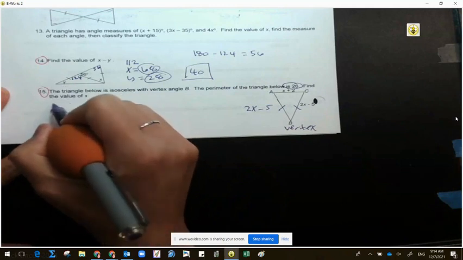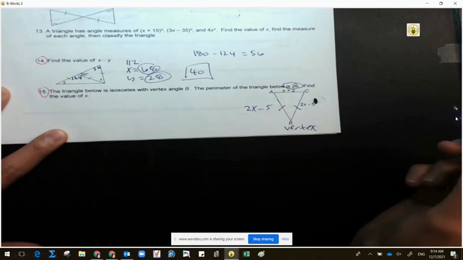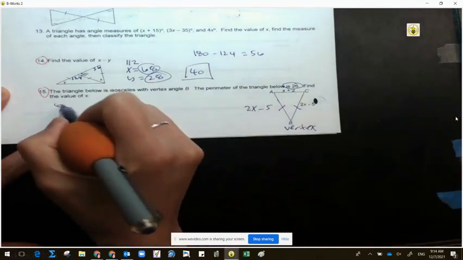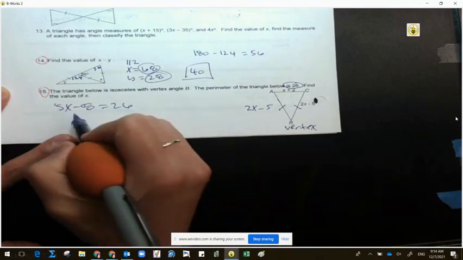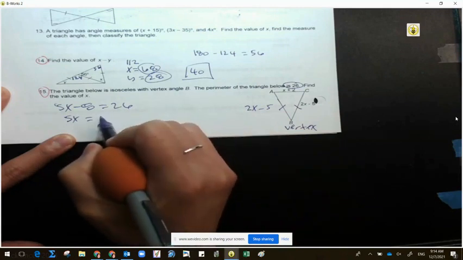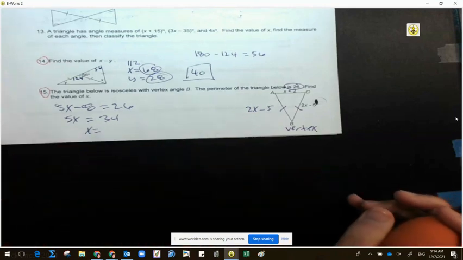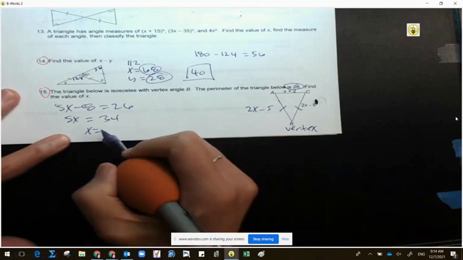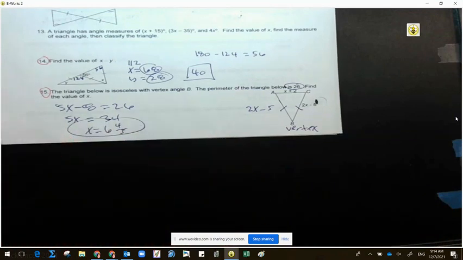Add them all up. So if you want to add them up as you go, go for it. If you want to write them all out, you can. I think I want to just kind of go at once. 5x minus 8 is 26. And then I have 26 plus 8. How many is that? 34. And then this is going to give us some ugly number, which is fine. So you know 5 can go into 34. How many whole times for sure? 6 and 4/5. If you want to make that into an improper fraction, that's okay.